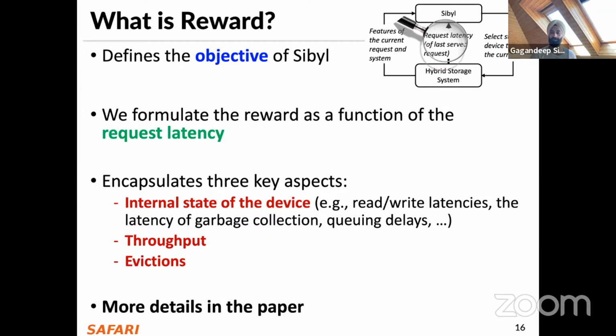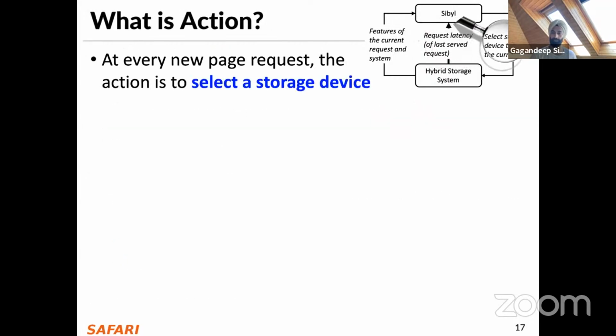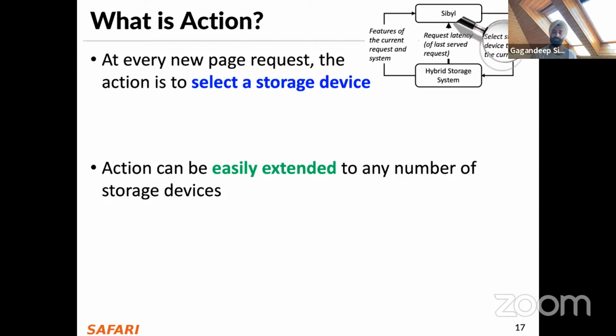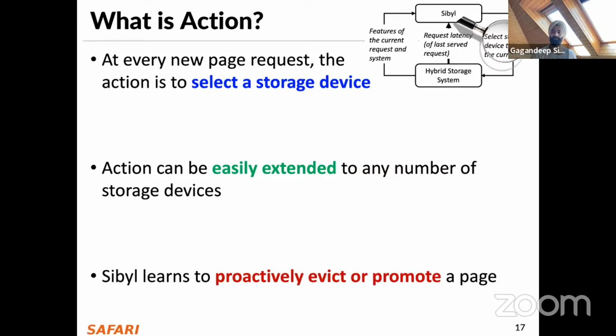And we provide more details in the paper. For the action, we define action as the selection of a storage device to place the current page. Such an action allows us easy extensibility to any number of storage devices. So if we want to extend the action to a tri-hybrid system, we will just add a new action. And it makes Sybil learn to proactively evict or promote a page from the storage devices, which is also one of the goals which we wanted to achieve.